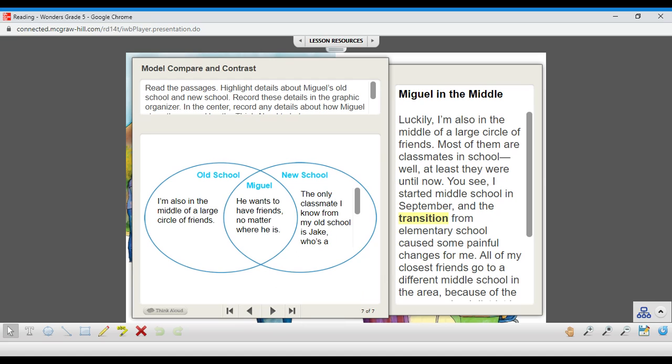Now, what does that tell you about Miguel? Well, if you look at his old setting and his new setting, it's clear. It tells you this: he wants to have friends, no matter where he is. He's a friendly guy. Friendships matter to our character Miguel. Okay.